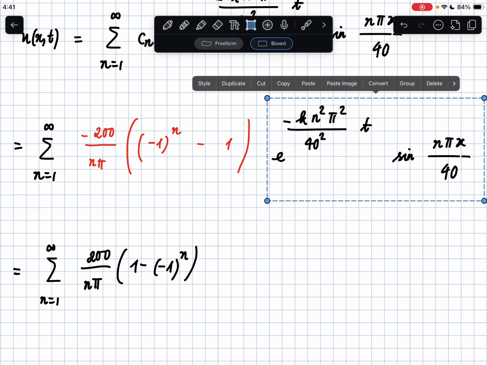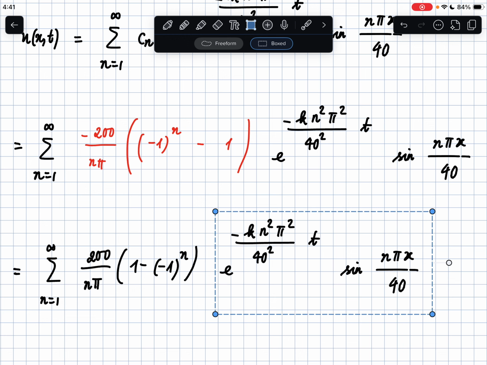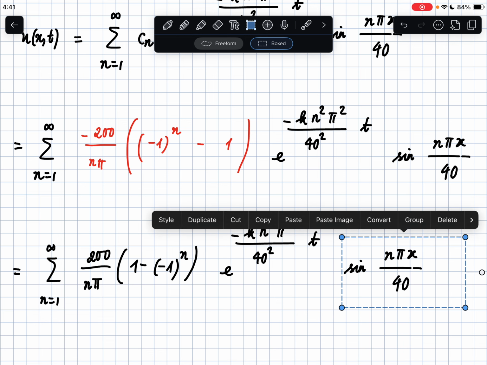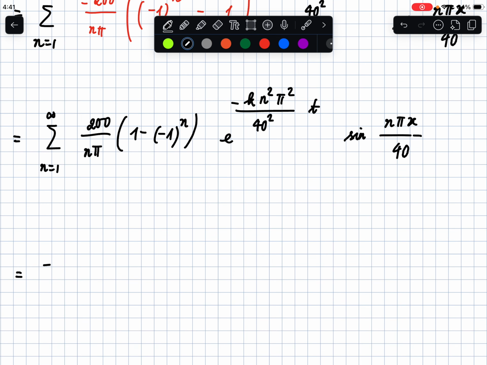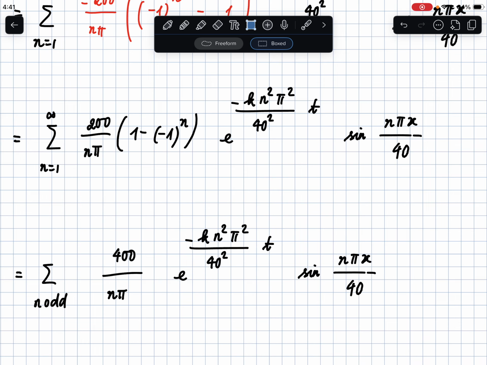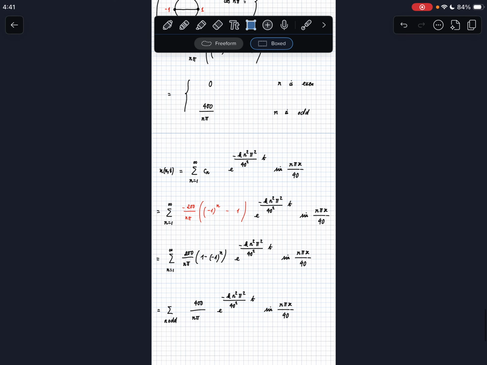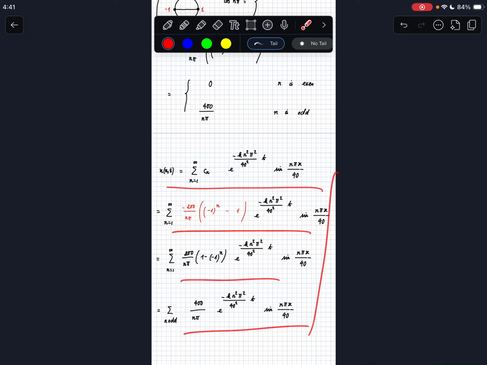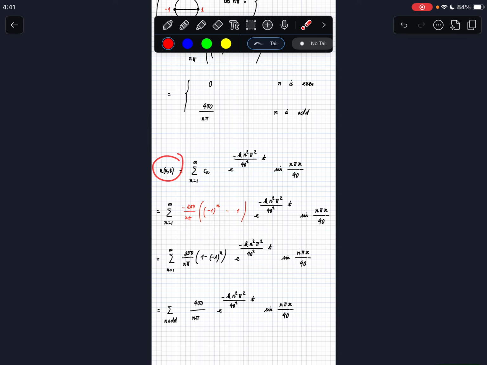Multiply this. Or I can also write it as a summation now only for n odd. Then with that we have 400 over n pi multiplied with this. So depending on our preference, you can choose either of those three equations for the solution of the heat equation.